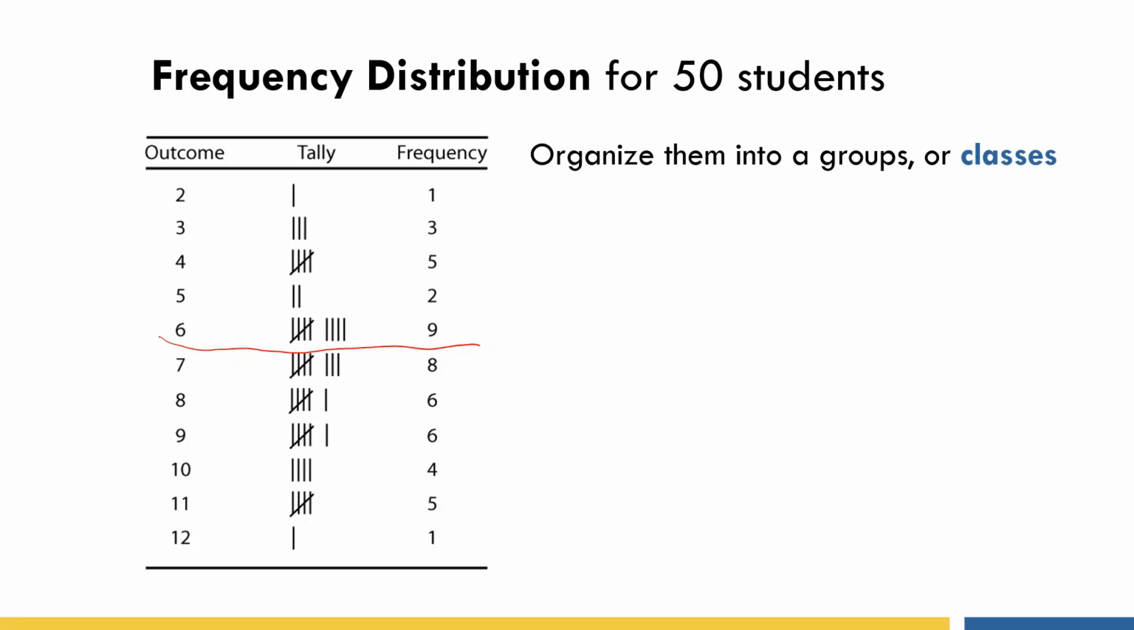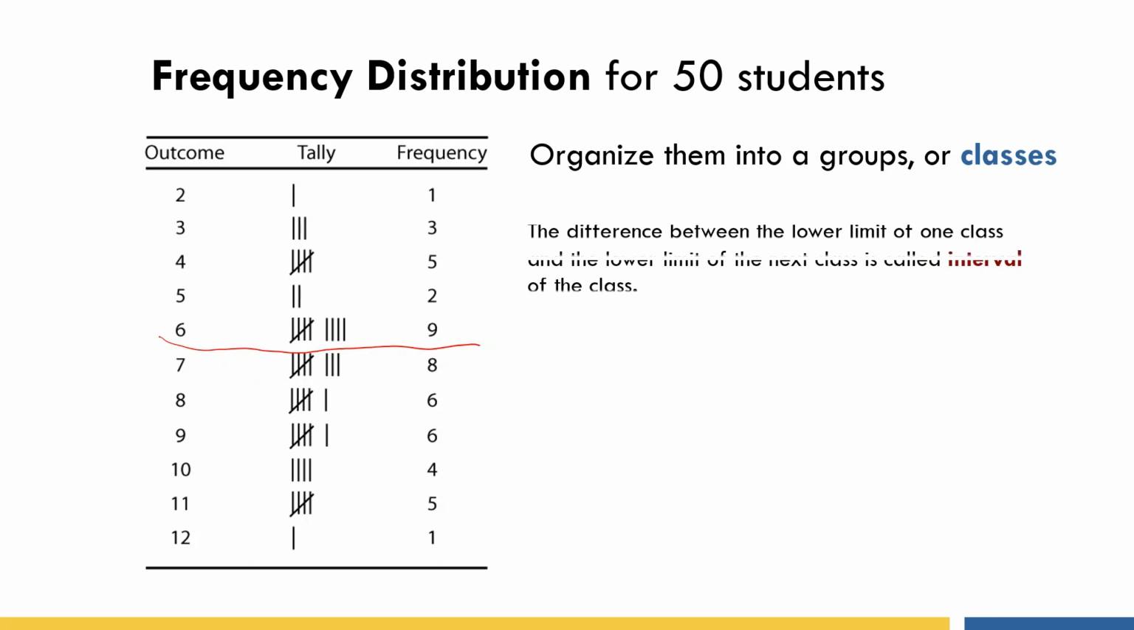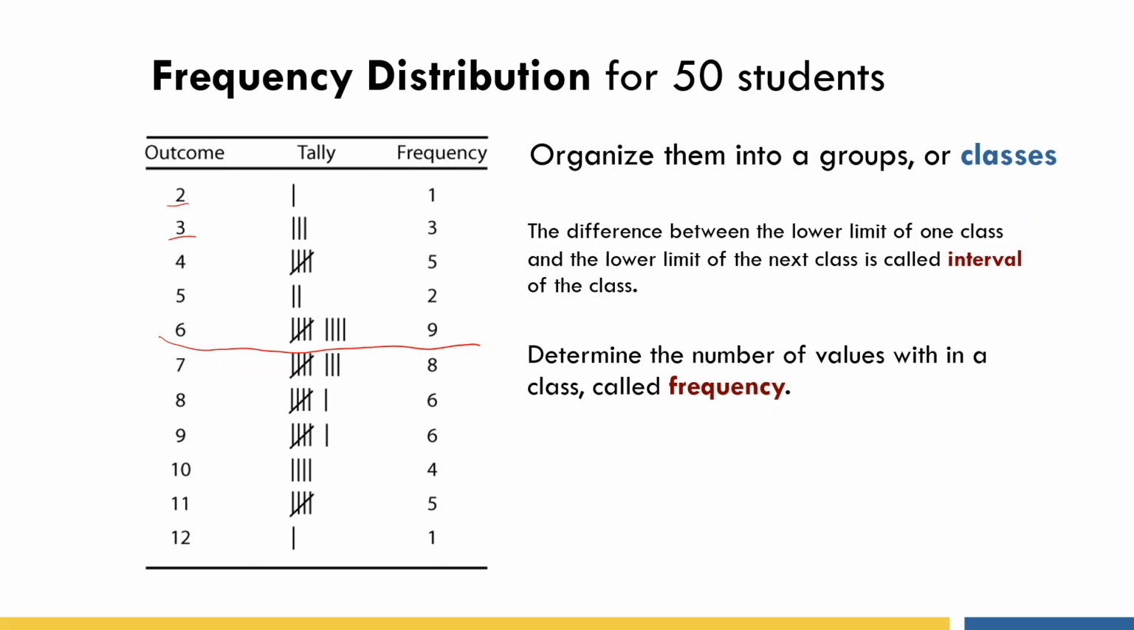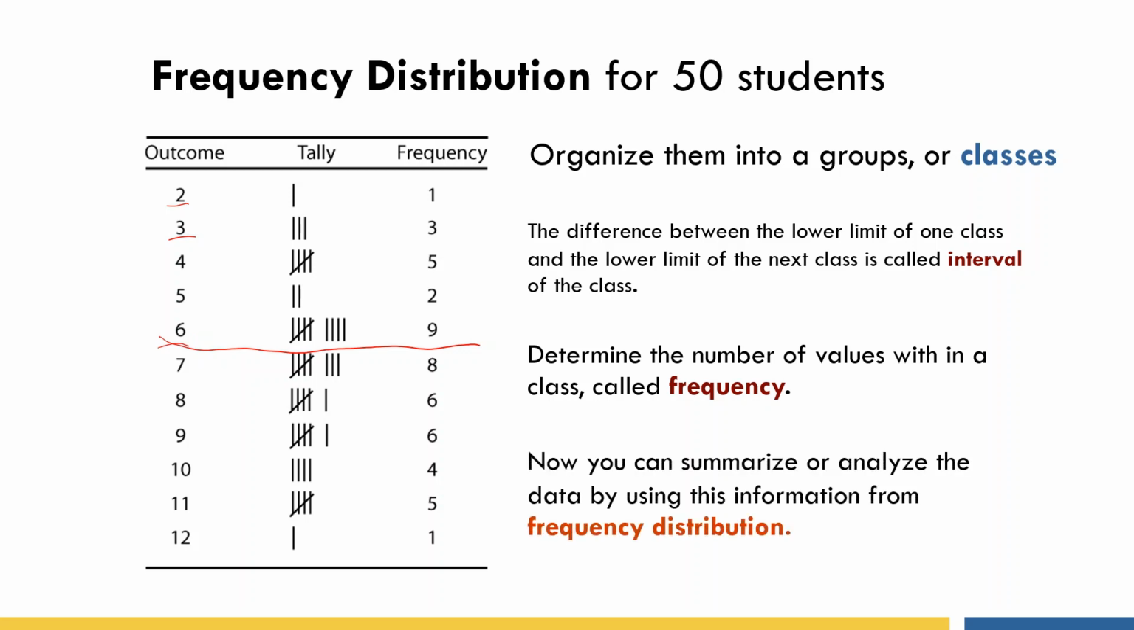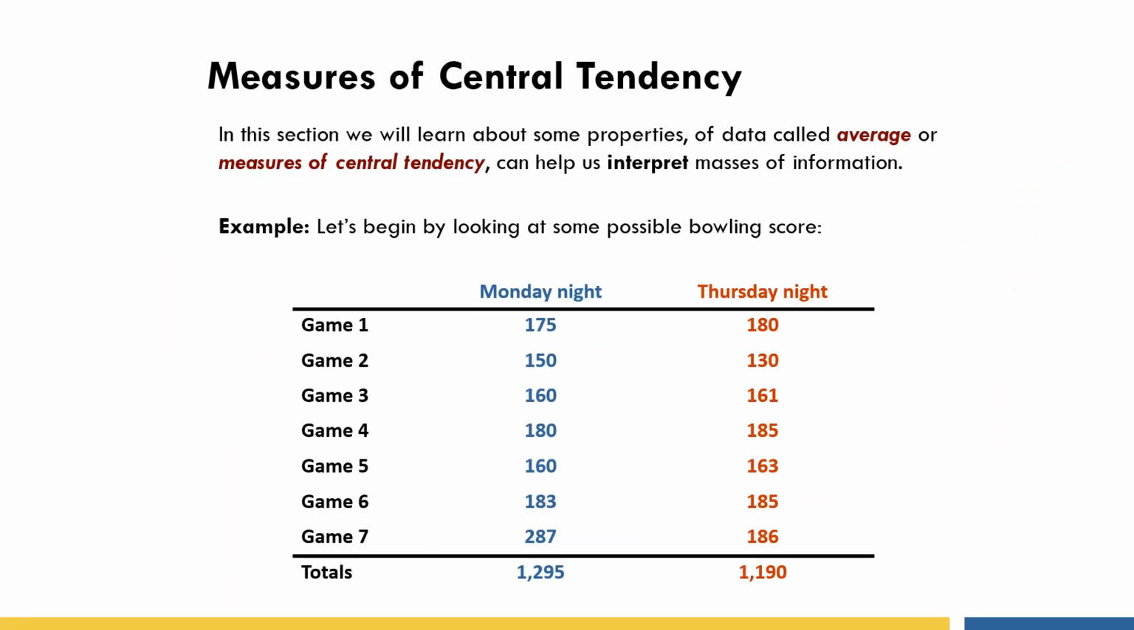Okay, how do you make a frequency distribution? First of all, you have to organize them into groups or classes. For example, a group of the people that go 2 times or 3 times or 4 times. And determine the number of frequencies. So for example, here there are 6 people that go 9 times. Now you can summarize it to analyze the data. It's called a frequency distribution.